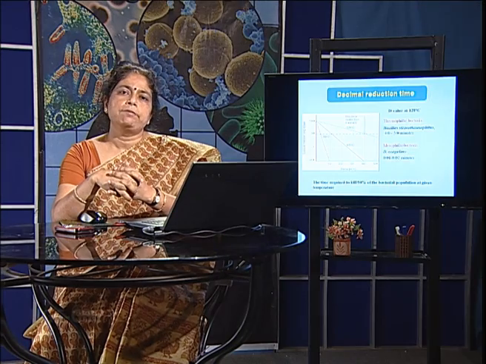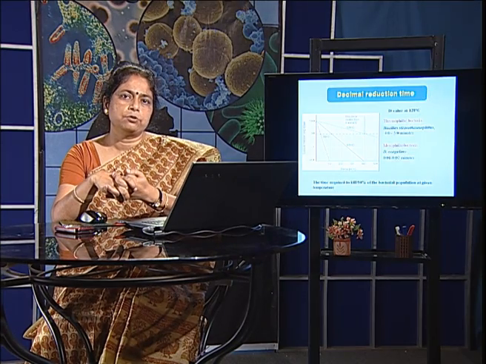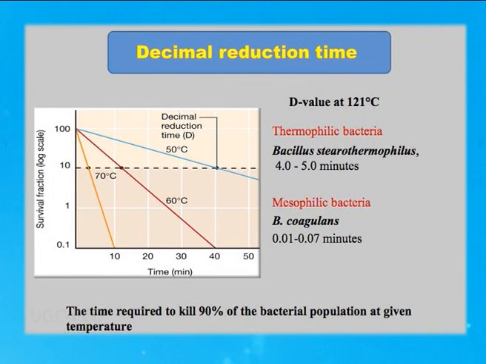After thermal dead time, we have another property which is exhibited by the microorganism, and that is called the decimal reduction time. The decimal reduction time is the time required to kill 90% of the bacterial population at a given temperature. Here you can see in this graph that 100% cells were there when no temperature is given. However, when a particular high temperature is given to the microbial cell, the count keeps on decreasing, and we find that the 90% cells have decreased or they are killed, and we have only surviving 10% cells, and therefore this is referred to as the decimal reduction time.